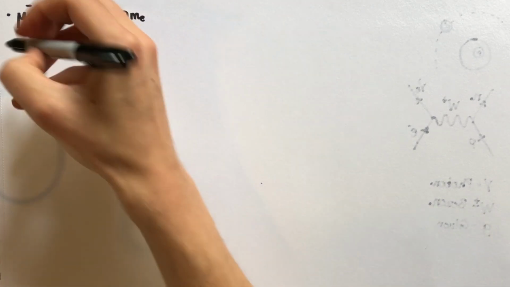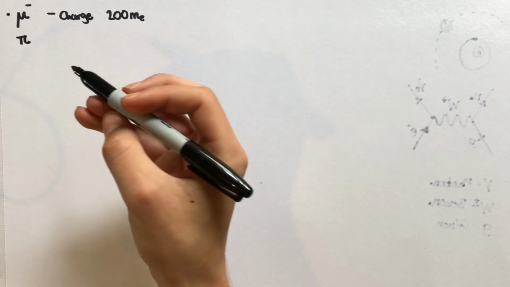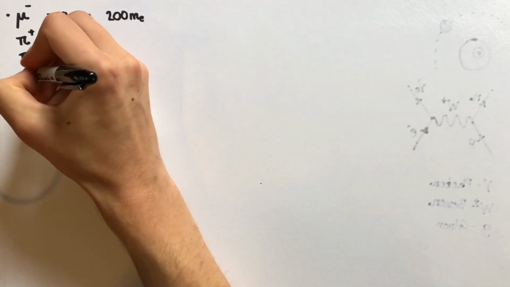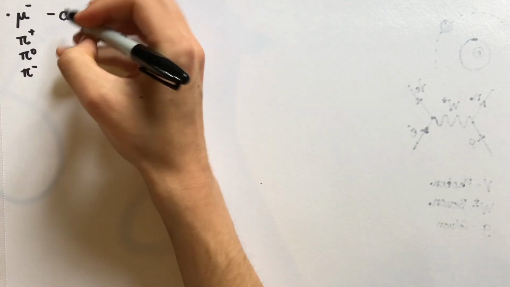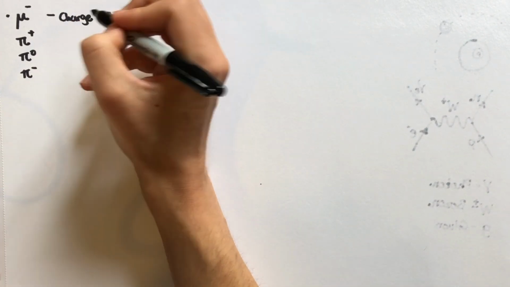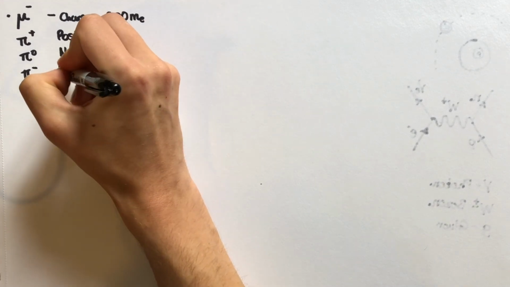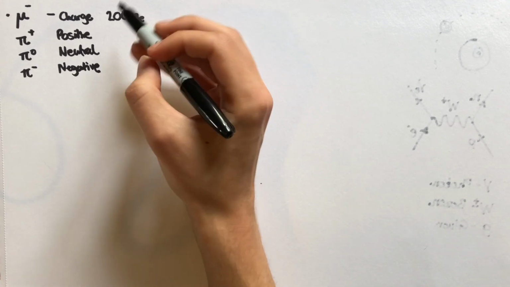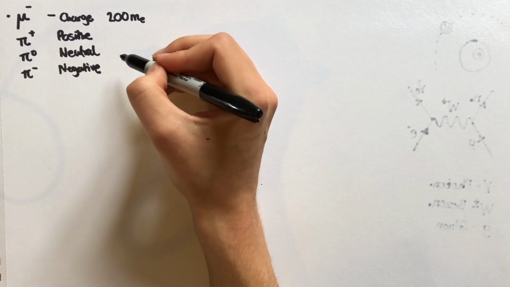And they also found this other particle called the pion. There are actually 3 different types of pion. There's the pi plus, the pi 0, and the pi minus. So these are 3 different types of particles, and the sign on the pion indicates what the charge is. So this is positive, this is neutral, and this is negative. And they have rest masses that are more than the muon, but less than a proton, so they're between the muon and the proton.